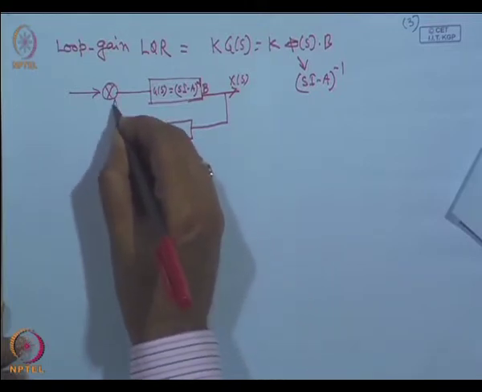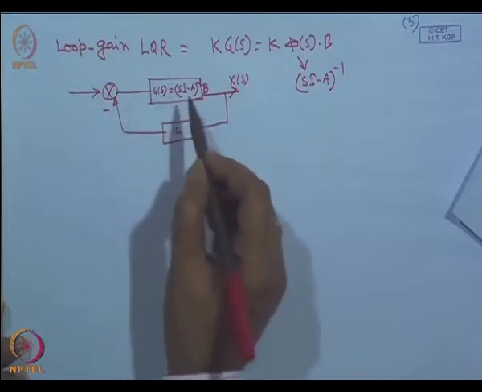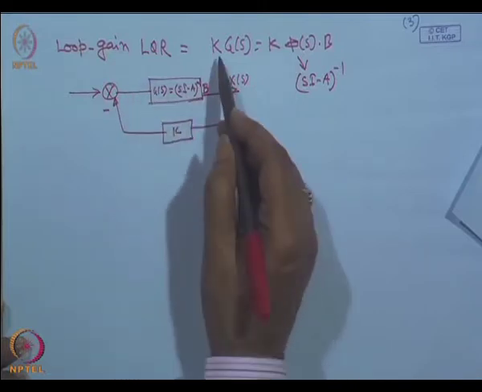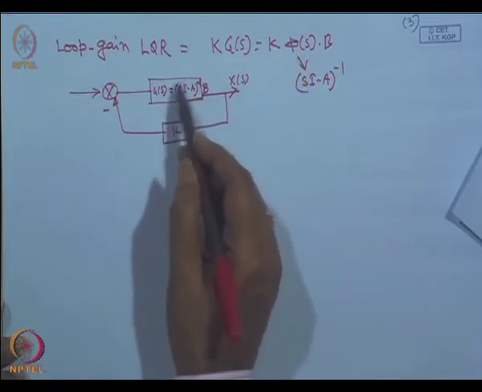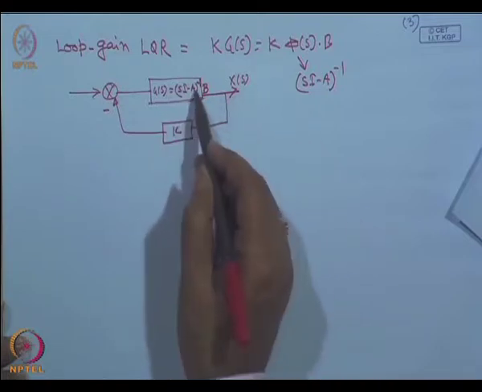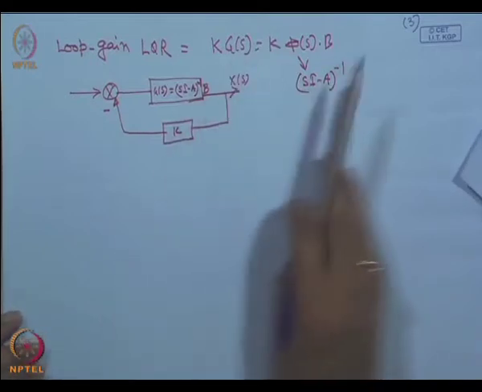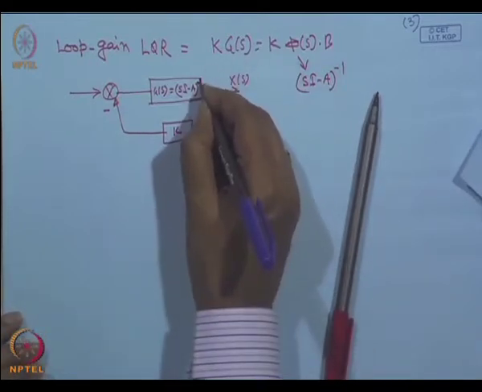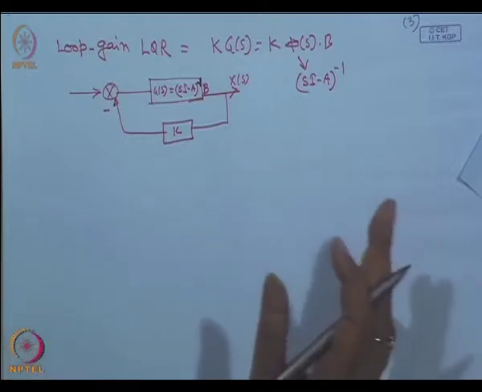So, this loop gain, if you see the loop gain for this one, it is K into G(s). G(s) is what? This is phi(s), the resolvent matrix of the original given matrix, (sI - A) inverse. This is the inverse of (sI - A). The two loop gains are different.